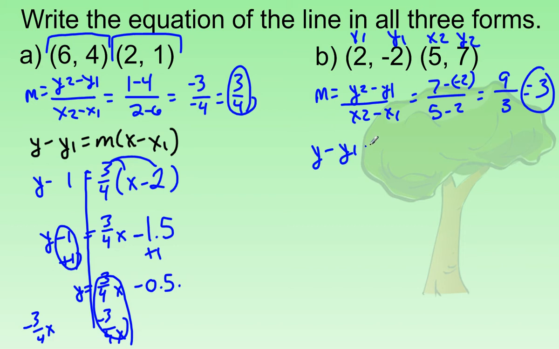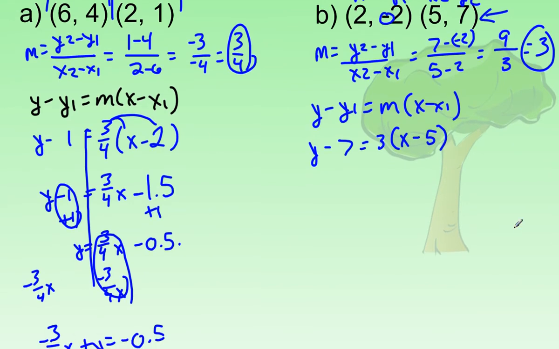y minus y1 equals m, x minus x1. y minus, I'm going to use this point because both numbers are positive. That is literally the only reason. I don't like having these negatives, especially when I'm going into point-slope form, because then you have minuses and negatives, and you have to pretty it up a little bit. So if you use just positive numbers, it saves a step. So y, this point I'm using here. So the y value is 7. m is 3. x minus the x value, 5. So this is done in point-slope form.